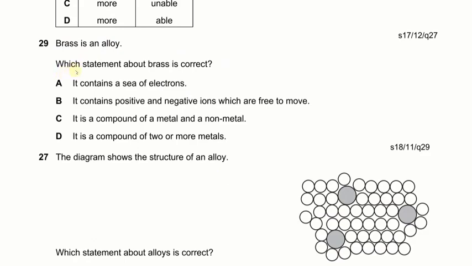Brass is an alloy. Which statement about brass is correct? So it contains a sea of electrons. Yes, it contains positive and negative ions. It contains positive ions but does not contain negative ions. It contains rather electrons. It is a compound of metal and non-metal. No, it's not a compound. It's a mixture. It is a compound of two or more metals. It's not a compound, it's a mixture. So we got A as the correct answer.